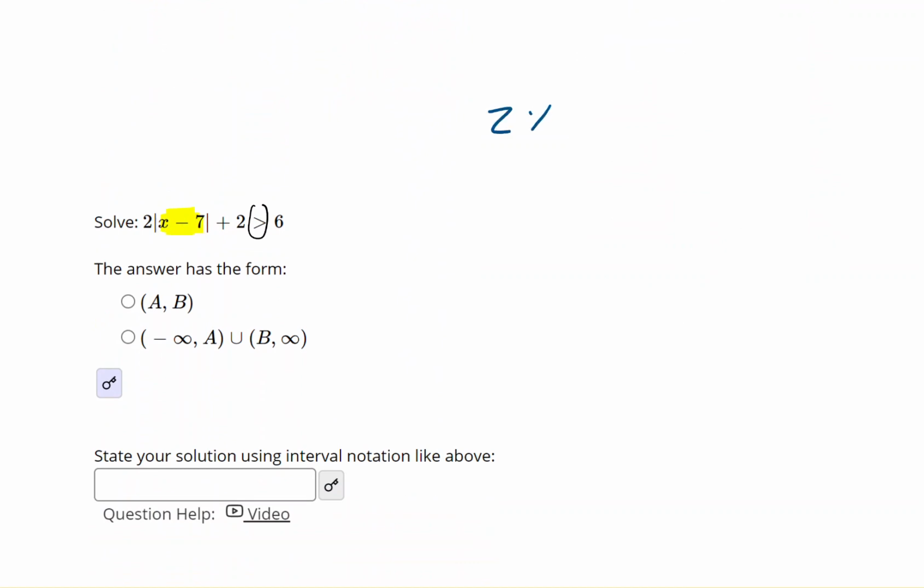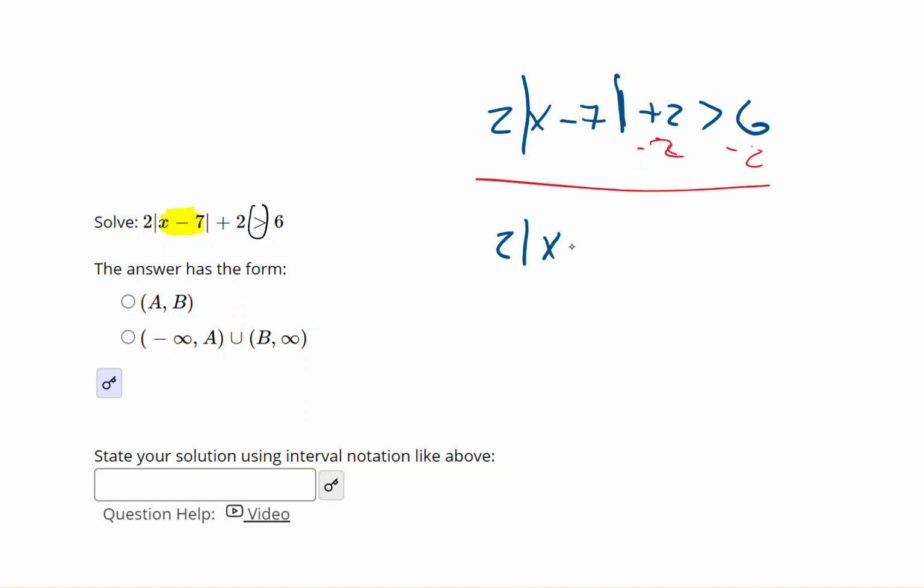So let me rewrite it over here, and start moving things to the other side. So -2 from both sides. We'll have 2 times the absolute value of x minus 7 is greater than 4. I'm going to divide by 2 on both sides. I get that the absolute value of x minus 7 is greater than 2.